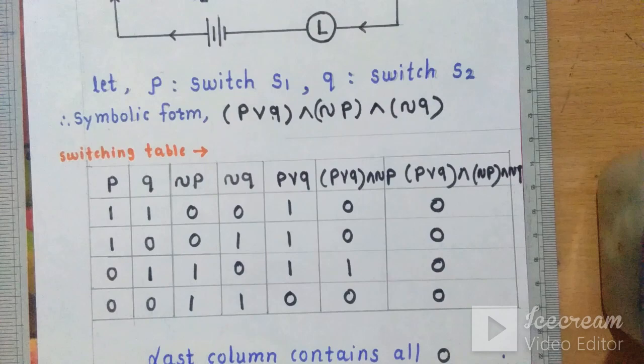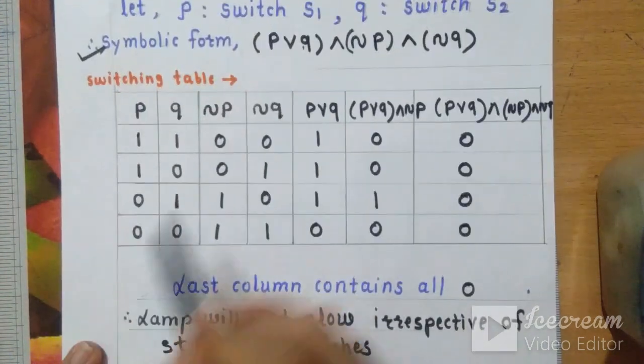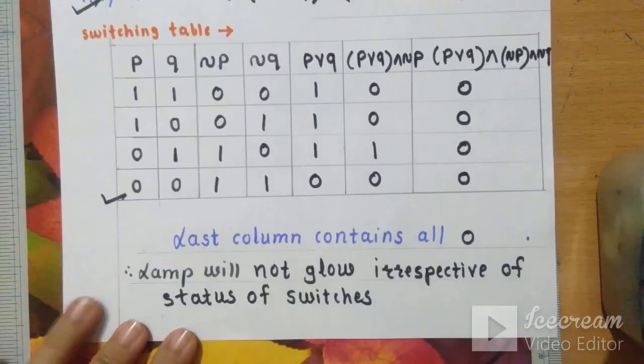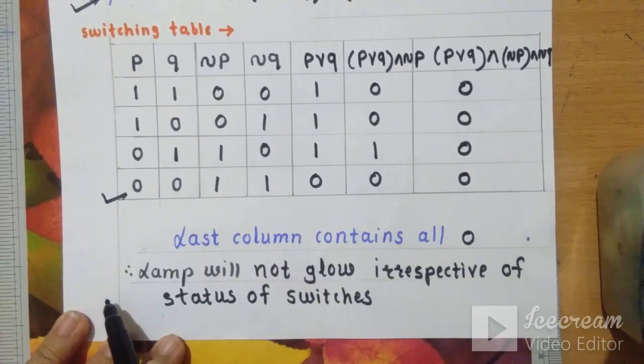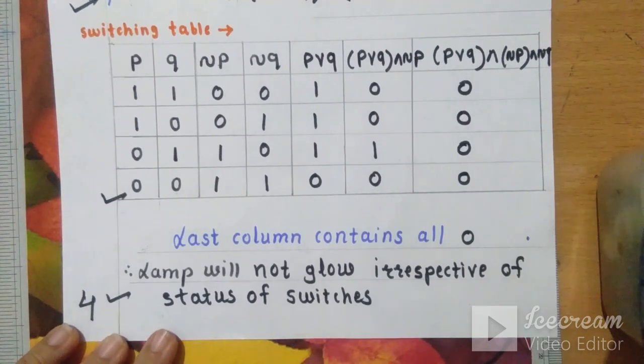So this type of example carry 4 mark. For this step 1 mark. To find out switching table 2 mark, and to write down this result 1 mark. So total 4 mark for the board exam.